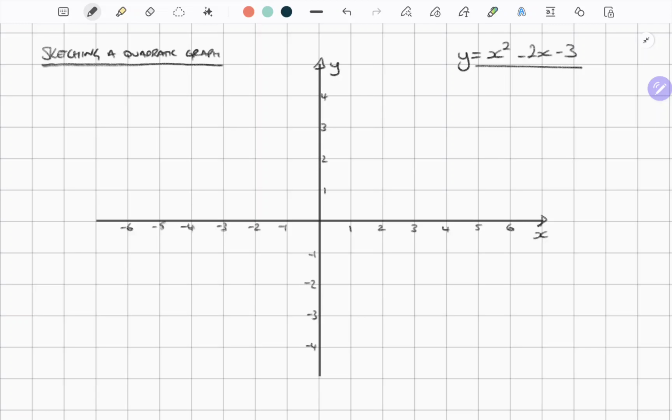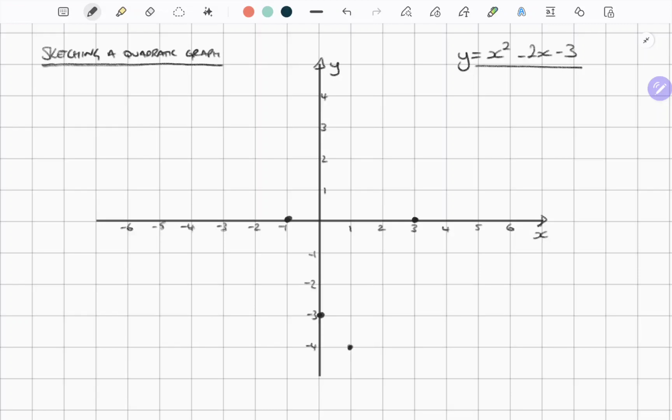So the y-intercept we had was (0, -3). So when x equals 0, y is equal to -3. So I'm just going to put that point there. Then we had two x-intercepts. So whenever it crosses the x-axis, we had (3, 0). So when x is 3, y is 0. And then when x is -1, y is 0 as well. So that's that. And then we had the vertex. So that was (1, -4). So when x equals 1, y is equal to -4.